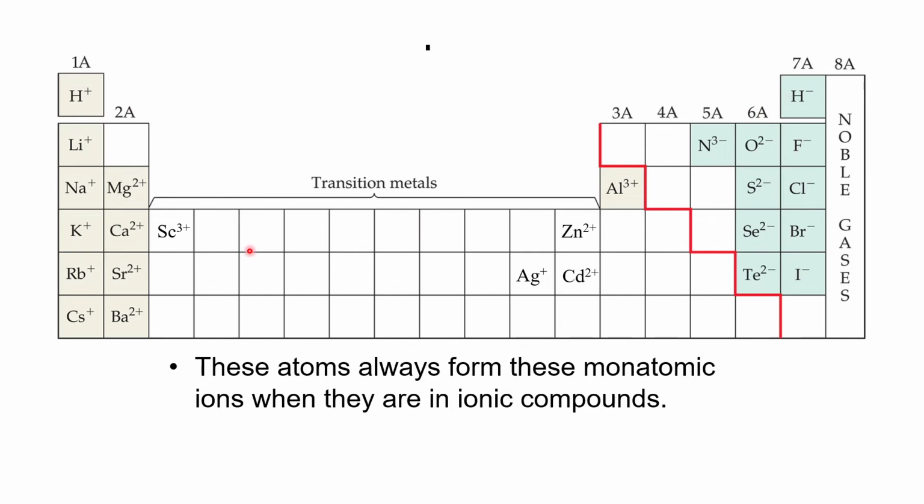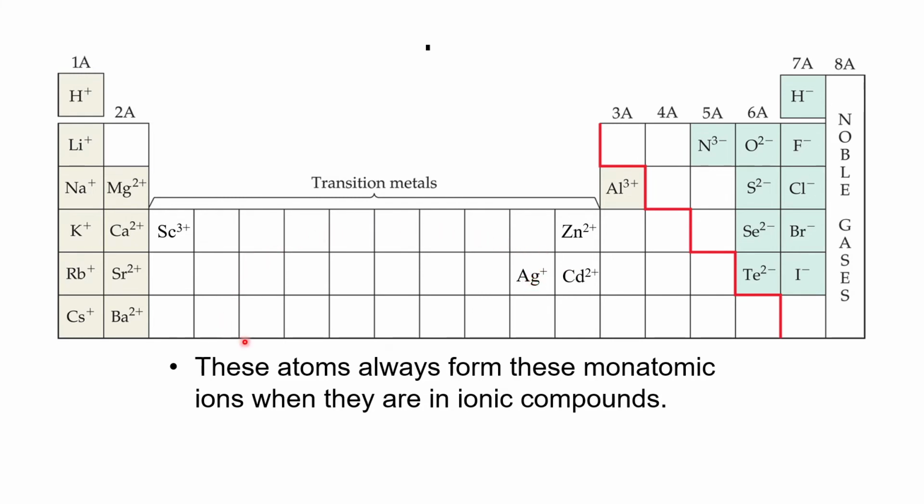And then there's a couple of the transition elements, transition metals that end up having the same charge. Scandium is always +3. You'll never find scandium 4. You'll never find scandium 2. It just doesn't really work. So scandium 3 is almost always where you're going to run into. For zinc and cadmium, they're always going to be +2. And then for silver, it's always going to be +1.